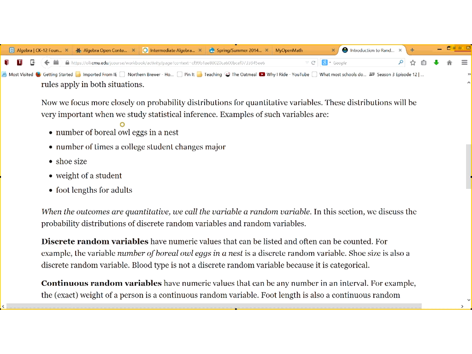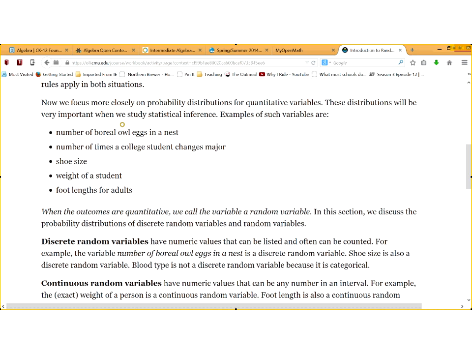Now there's two types, and we're first going to deal with the discrete type. The discrete random variables means it can only take on a whole number. So usually that's a count, like the number of eggs, the number of times someone changes major, or it could be something that's divided into whole numbers or some regular interval of numbers, like shoe sizes. So shoe sizes can be like 5, 5.5, 6, 6.5, 7, 7.5. Because they come at regular intervals like that, we call them discrete.